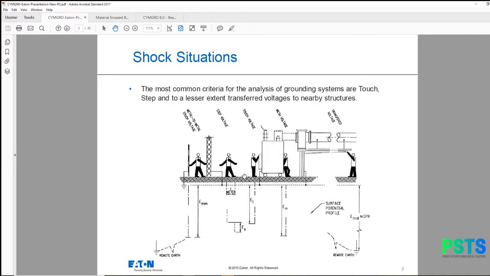And CYMGRD can also model the transferred voltages. These are really special cases, but if somebody is leaning like this on the transformer, I don't think that happens a lot, neither with this one case, because these things might be too far away. But anyway, we always consider touch and step and transferred voltages.